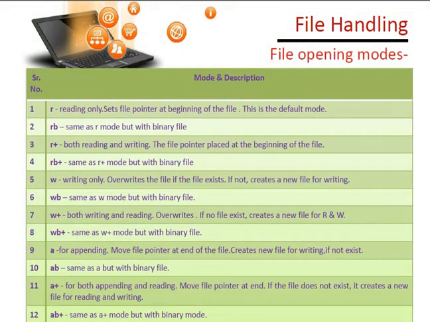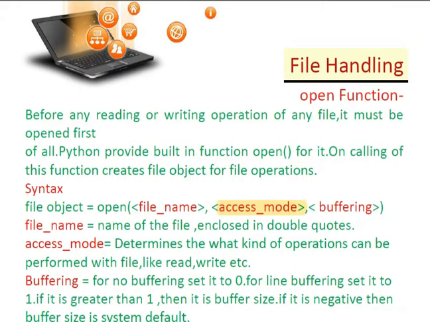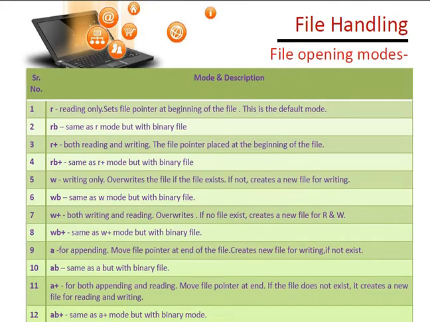So as we are filling in the middle gap, the access mode, this access mode is explained here. We have 12 types of access mode. If you are using only r, it is read only, meaning once the file is open then it will be used, and it sets the file pointer at the beginning of the file, the reader pointer. rb means same as r mode but for a binary file, meaning if I am using reading mode only for binary, I have to use rb. r+ means both reading as well as writing. The file pointer is placed at the beginning of the file. rb+ means we are reading or writing on a binary file.